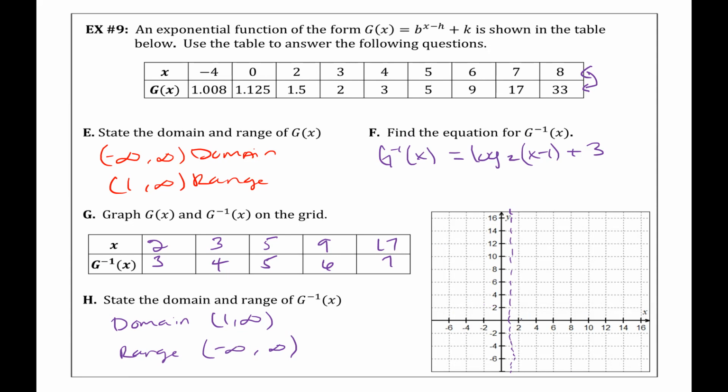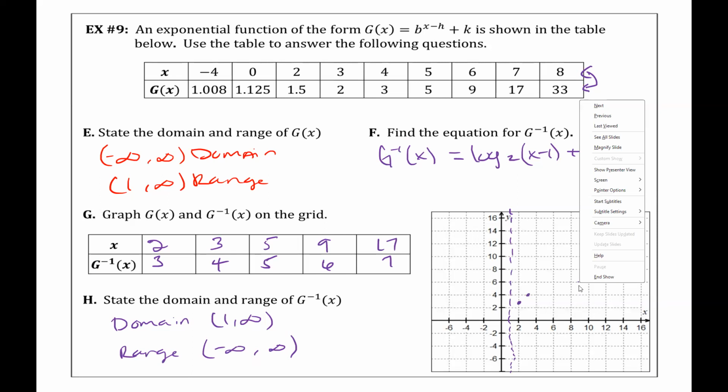And now I'm going to graph the rest of my points. The rest of my points are 2, 3. I'm going to go to 2, go up to 3. I'm going to go to 3, 4, go to 3, go up to 4. I'm going to go to 5, 5, 5, up to 5. And then we have 9, 6, so 9 up to 6. And then we have 17 up to 7, but 17 is going to be off the page. It's somewhere over here.